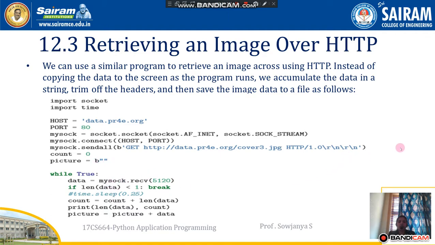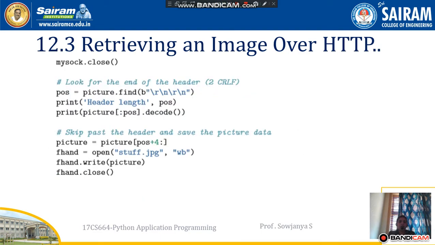While true, it will receive some 5120 character chunks. If the length of data is less than 1, then it should break. Then increment the count to count plus the length of that particular data. We print the length of data and count, then picture equals picture plus data. Once you see the output, you will know what exactly is happening.